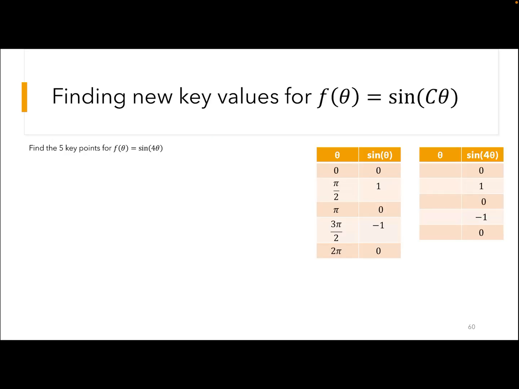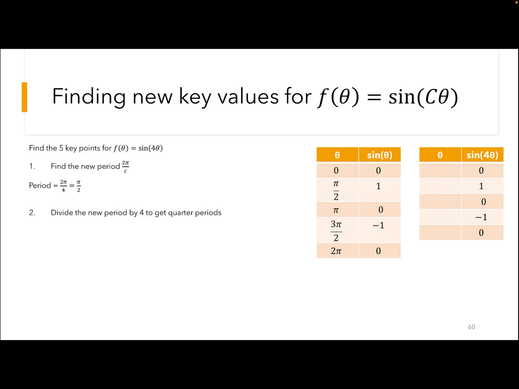So the way we find the key points for sine C theta is, the first thing that you have to do is find the new period, that's 2 pi divided by C. And for this graph, for sine 4 theta, the new period is going to be 2 pi divided by 4, which is pi over 2. So that means that every pi over 2 radians, or every 90 degrees, the graph is going to complete a cycle.